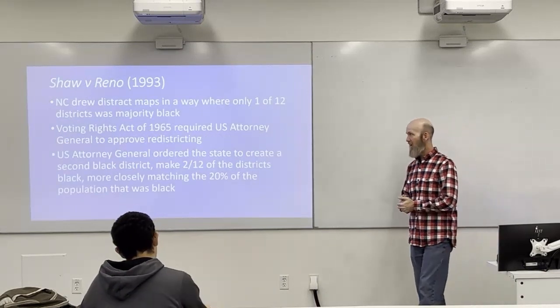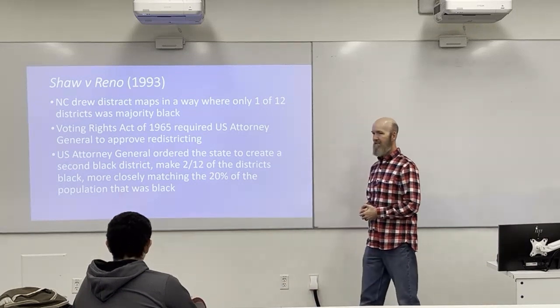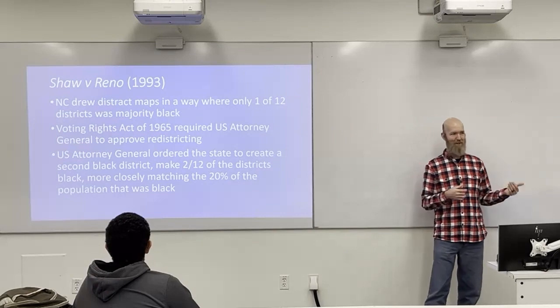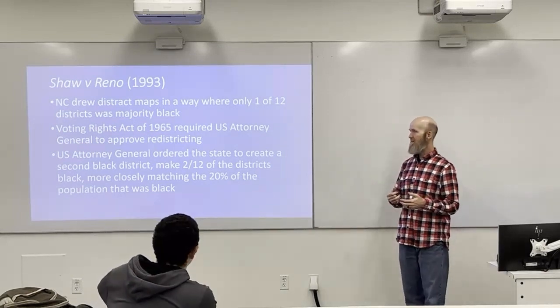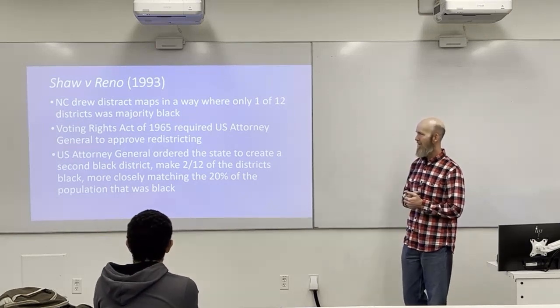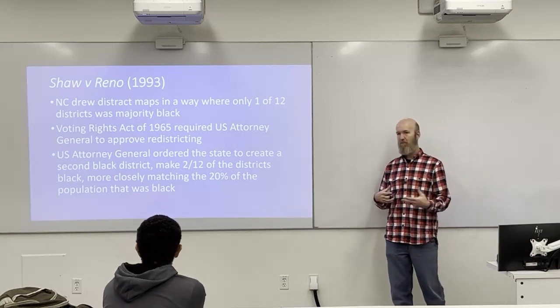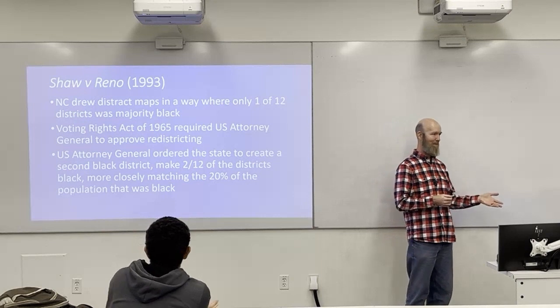Okay, Shaw v. Reno, North Carolina. Every 10 years, they redraw their maps, just like in the Baker v. Carr decision. Now, according to the Voting Rights Act of 1965, Southern states, whenever they redrew their maps, had to get the approval of the U.S. Attorney General to make sure they weren't discriminating against black people.